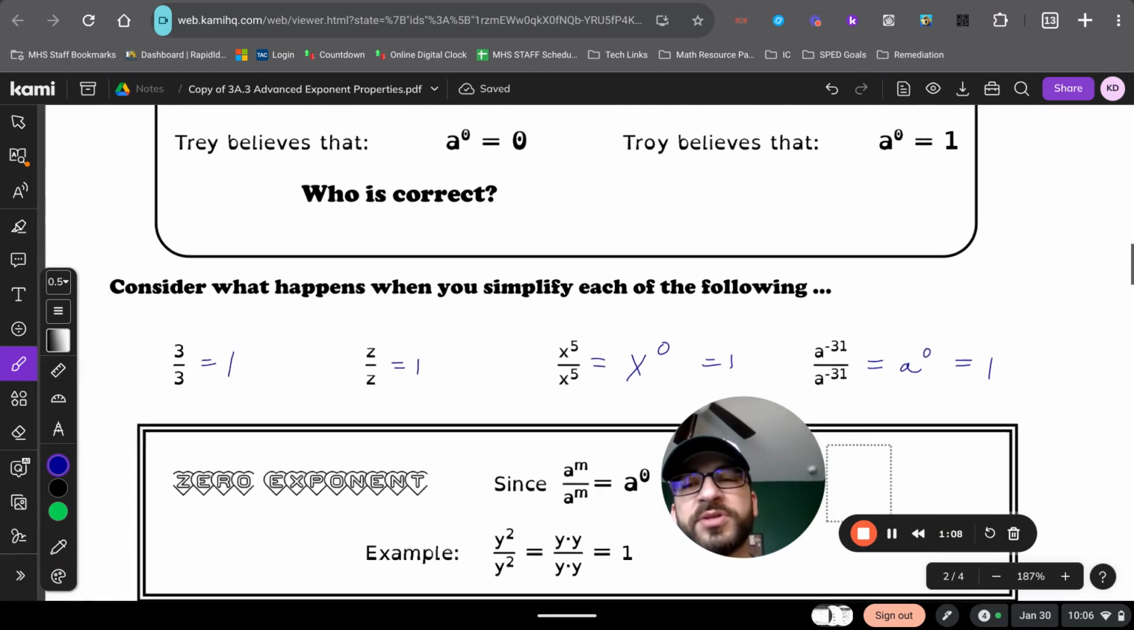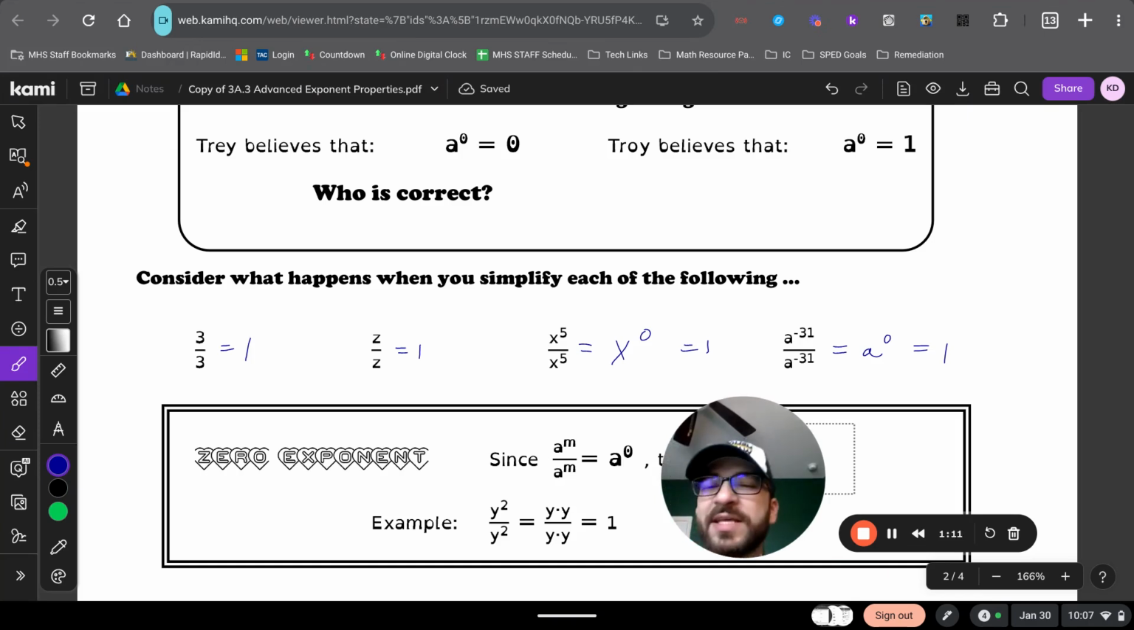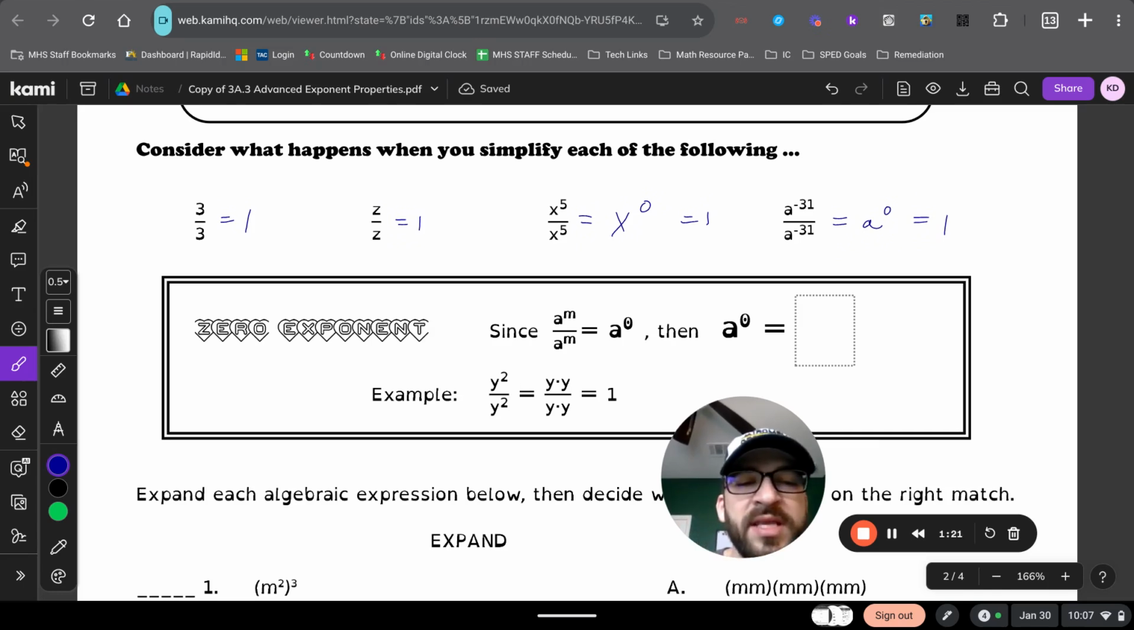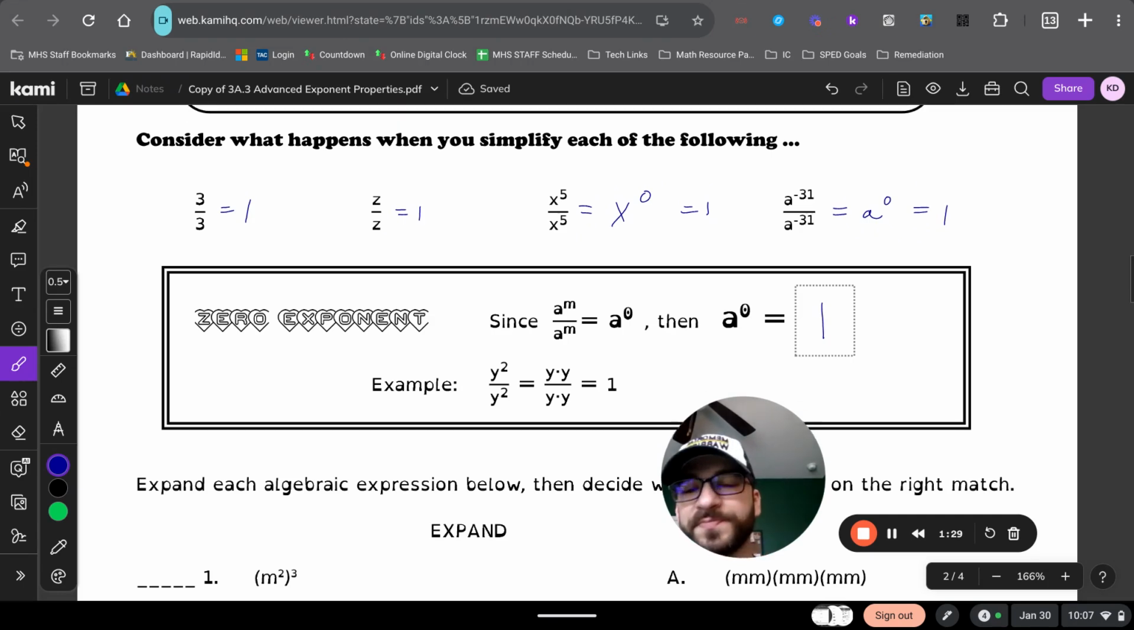So going back to our original question, I don't think Trey's correct with his a to the 0 is equal to 0, but Troy's belief that a to the 0 is equal to 1 is true. And so in general, anything to a 0 exponent is always equal to 1. So no matter what, if anything is taken to the exponent of 0, it's going to be equal to 1 and it's going to cancel out.